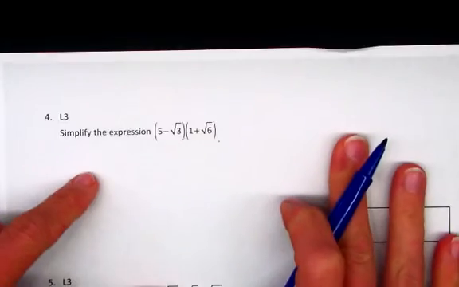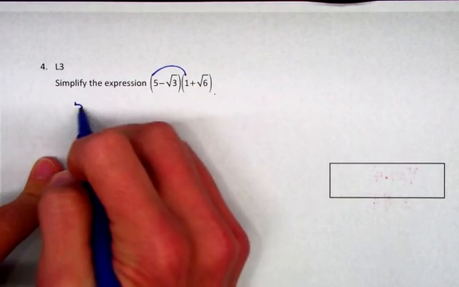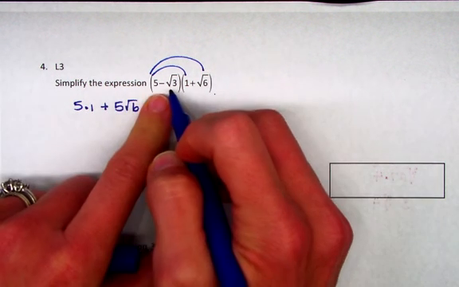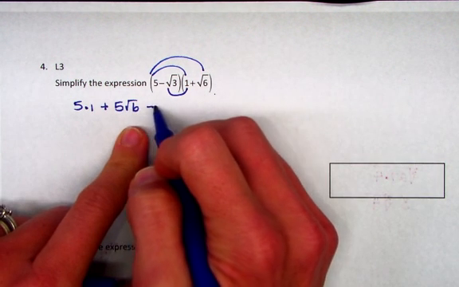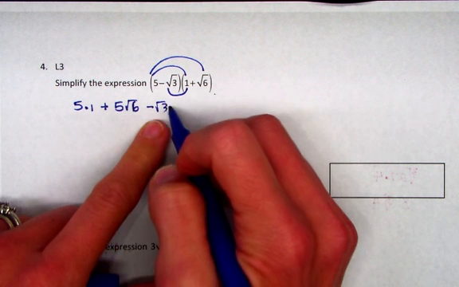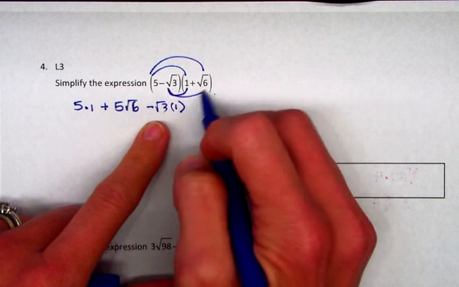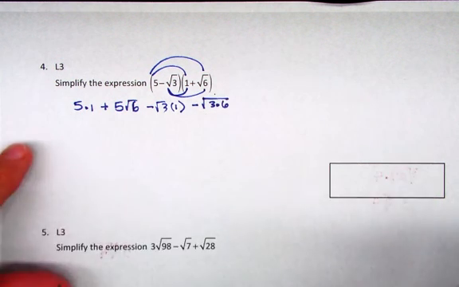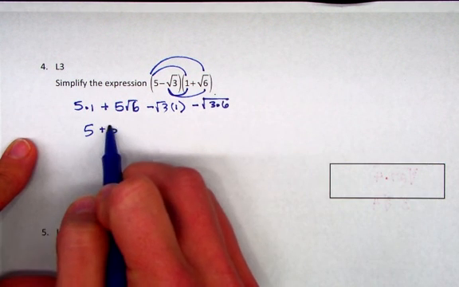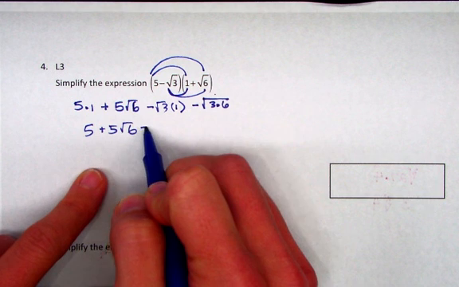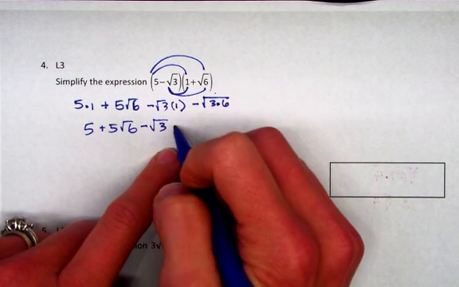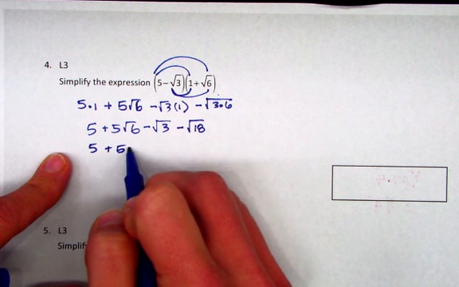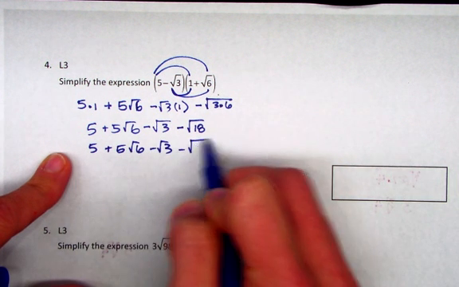You need to be careful here because we need to distribute. We have 5 times 1 plus 5 times root 6, and then negative 3 times 1, negative root 3, and then times 1, and then negative root 3 times root 6, so we can combine that under one radical. 5 times 1 is 5. Negative 3 times root 3 times 1 is just negative root 3. And then this becomes negative root 18. So we have 5 plus 5 root 6 minus root 3 minus root 9 times 2.